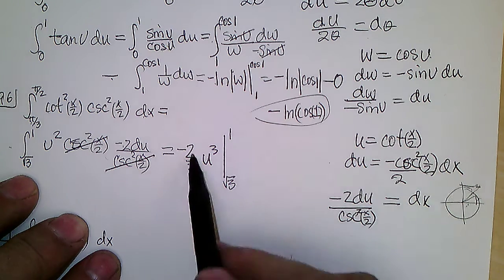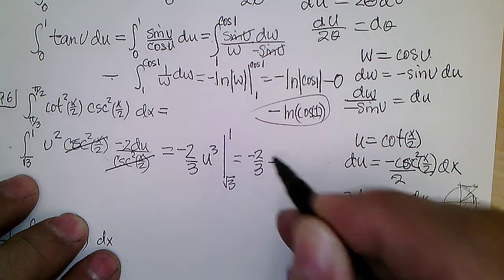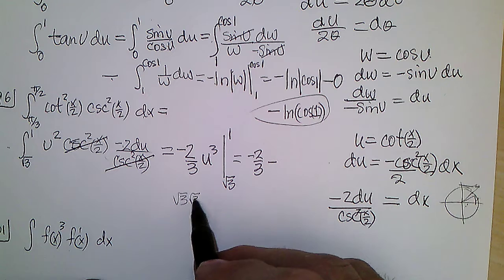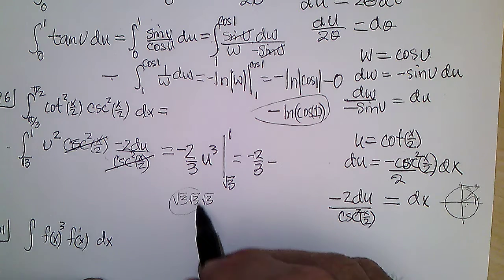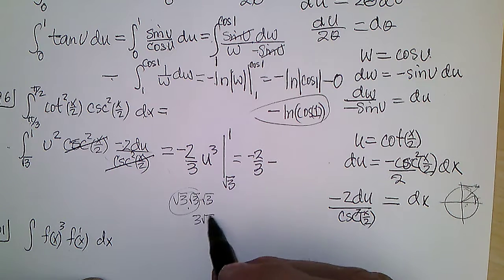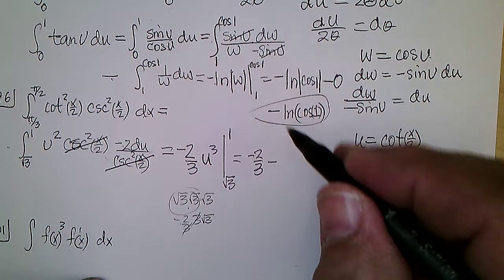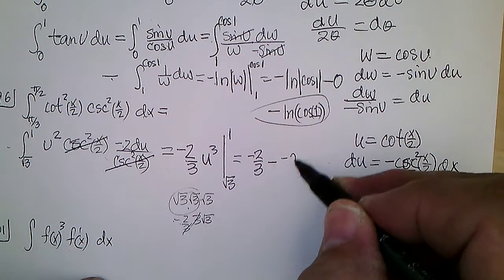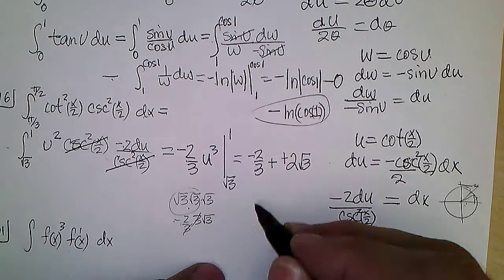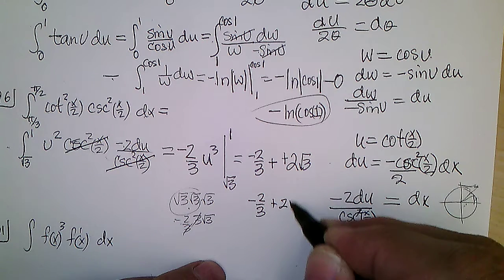If I put 1 in there, I get minus 2/3. Minus, and if I put the square root of 3 in there, we have the square root of 3 times the square root of 3 times the square root of 3, 3 times the square root of 3, times a negative 2/3. The 3's cancel. So I get minus 2 square root of 3. That becomes plus. So we get minus 2/3 plus 2 square root of 3.